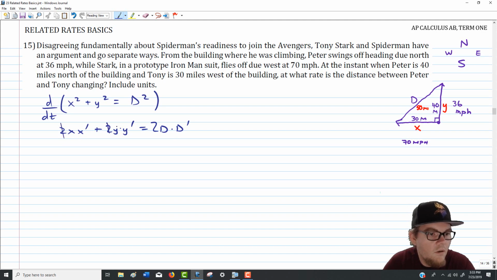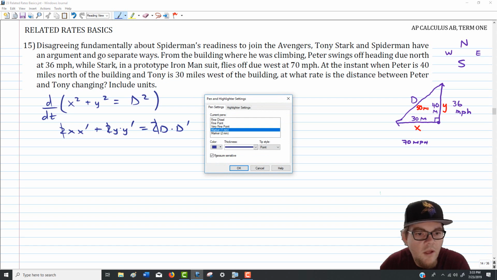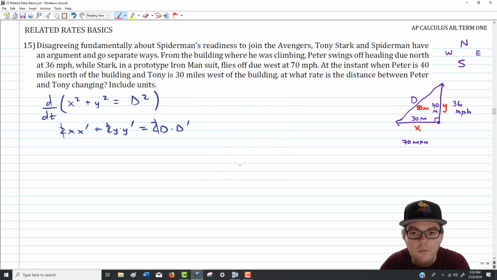So just like before, all the 2's divide away. We've got x x prime plus y y prime equals d d prime. So a pretty straightforward one to go through. Now it's just a matter of us plugging all the information in directly from the problem.